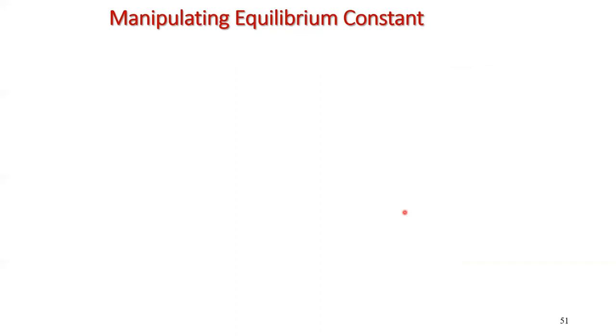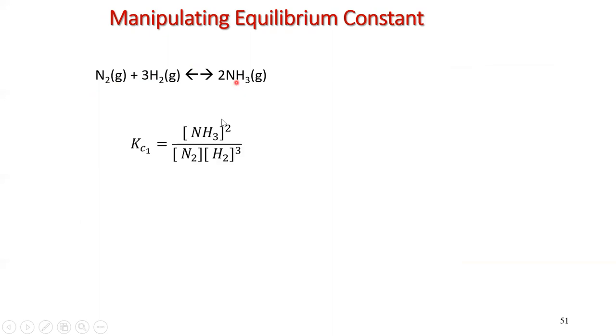All right, so now we're going to look at how K will change if we change the balanced equation. So we have this equation. Okay, we've got nitrogen reacting with hydrogen to produce ammonia. We know that K equals our products over our reactants raised to the power of the coefficient in the balanced equation.